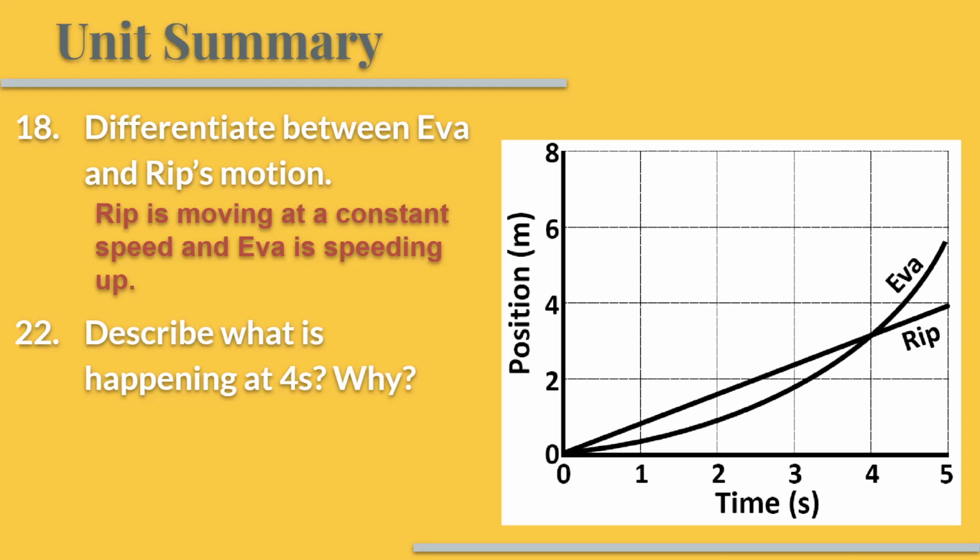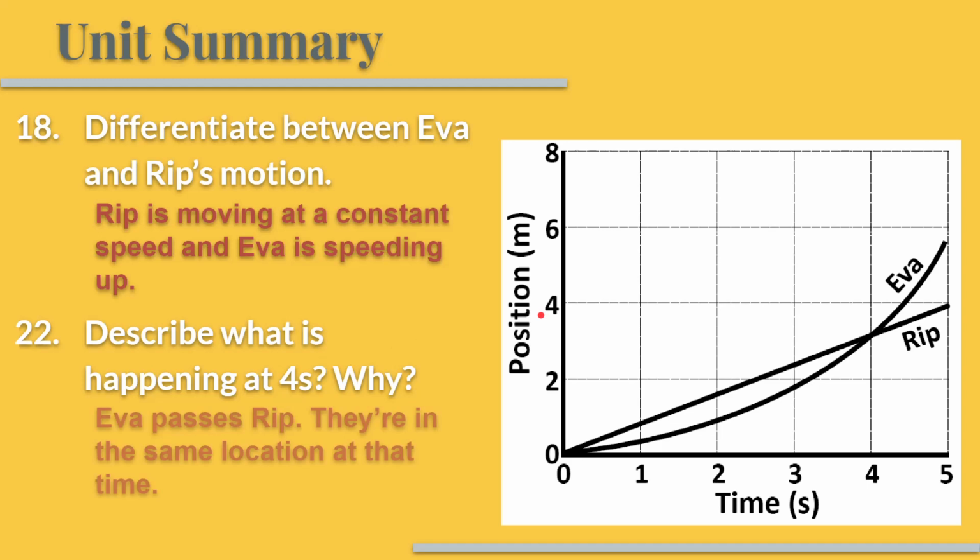Do you guys know how to find a slope of a curve? You have to find the tangent line at that point. We're not going to do it mathematically, so don't worry. But the slope at this point, if you drew the tangent line, would be a lot steeper than Rip's. I can't really show it on here. I just was curious if y'all know how to do that from your math class. But again, Ava passes Rip. She's behind him, and then she's going faster. She passes him at the same place at that time.